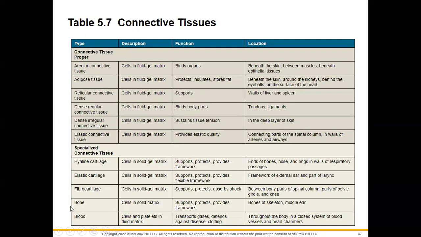Here are your different types of connective tissues. It tells you what the specialized connective tissue looks like, its job inside the body, and where it's located. So that's your summary of what we just discussed.